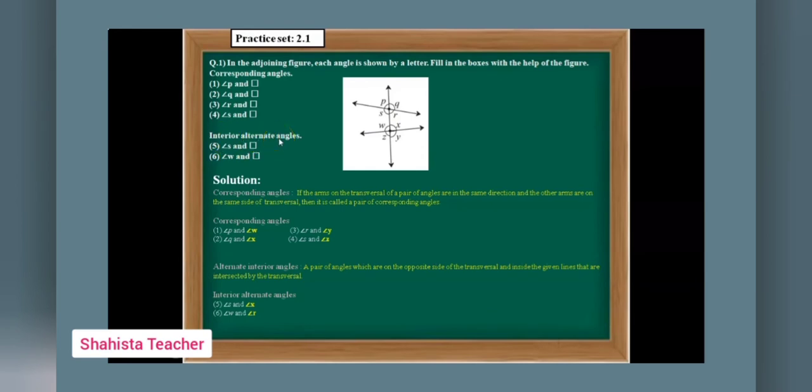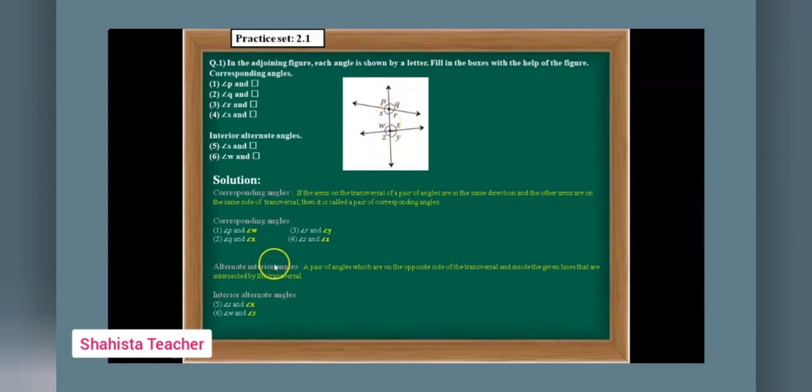Interior alternate angle, or you can say alternate interior angle, both are the same. So interior alternate angle or alternate interior angle means a pair of angles which are on the opposite side. Alternate angle, opposite side. I told you before that the alternate angle shape is Z and the corresponding angle shape is F. So the Z shape indicates the internal part. See, for S the interior alternate angle is X, and for R the interior alternate angle is W. Is that clear?